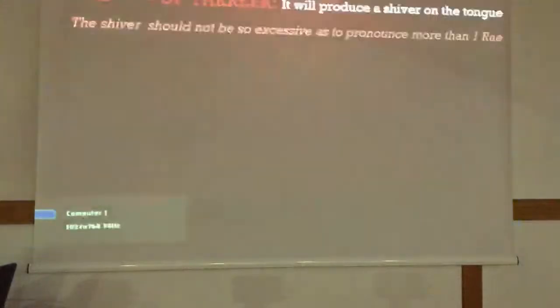So for example, if we say Rijal, then we have not pronounced this quality of takrir. We have omitted this quality of takrir. And the way to bring this quality of takrir is by making a shiver on the tongue. Now, we don't want to do it too much. What does it mean by this shiver? And what does it mean by don't do the shiver too much? This shiver is basically rrr. That's what you call the shiver.